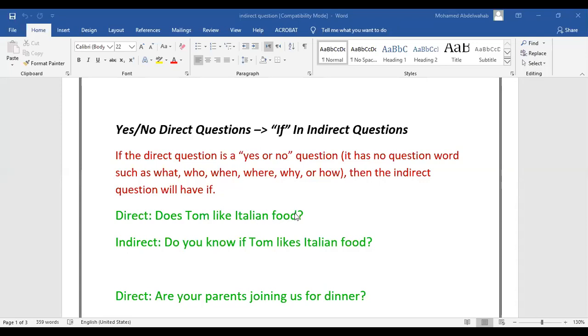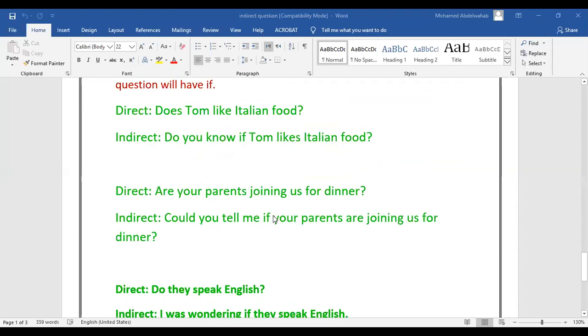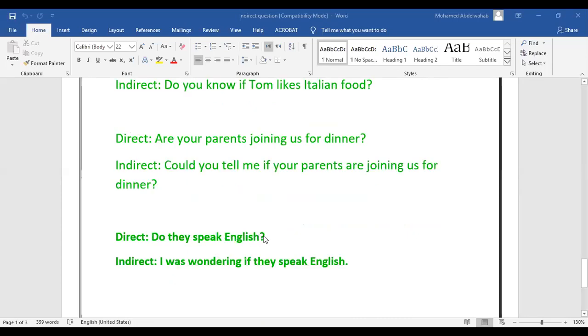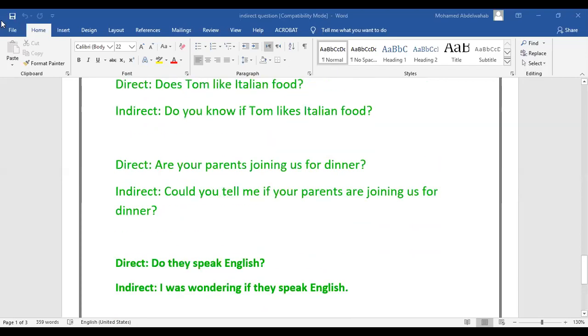Does Tom like Italian food? To change it into indirect, we will start with our phrase, do you know? And then we put if, Tom likes Italian food, and omit does. Are your parents joining us for dinner? Could you tell me if your parents are joining? If your parents are joining, are will come after the subject. Do they speak English? I was wondering if they speak English, and omit do. And this is all for the direct and indirect questions.